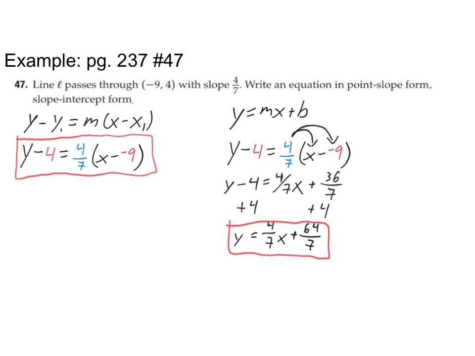So this is how we would write an equation in point slope form and slope intercept form using the steps that I have outlined on my summary slide.